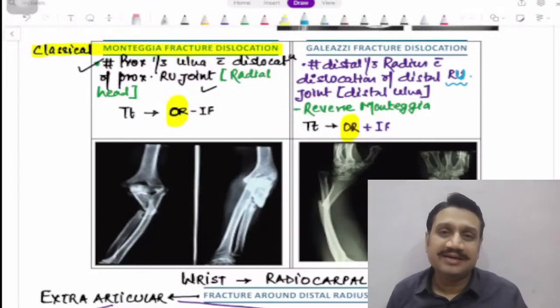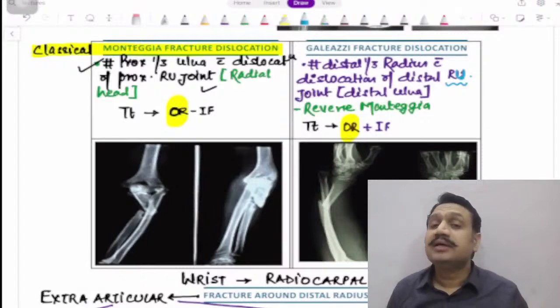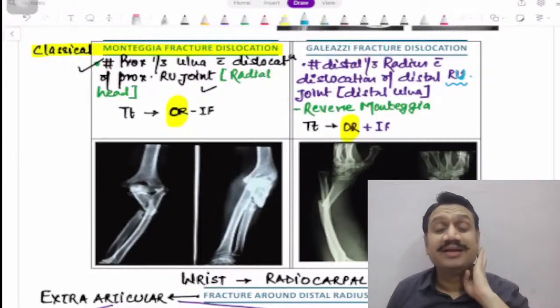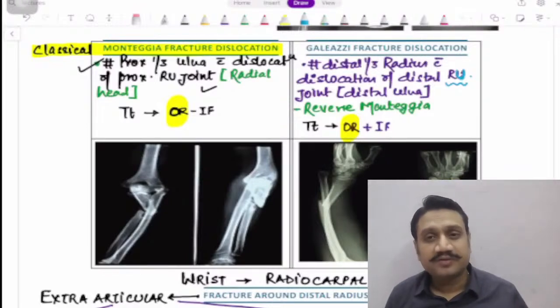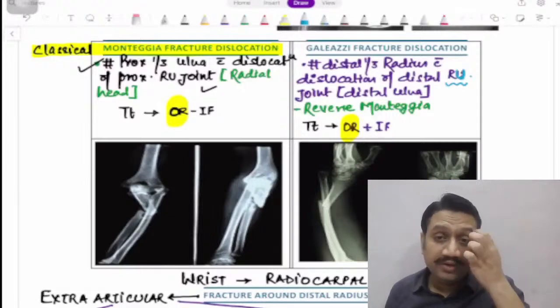Remember that Monteggia is called a classical Monteggia when there is a fracture of the proximal ulna with dislocation of the proximal radius. That is called classical. Both the things have to be there. If it is only fracture of 1/3 of ulna, it can be called a Monteggia variant, right? Then in Galeazzi, it is a fracture of distal 1/3 of the radius with dislocation of the distal radioulnar joint, that is distal ulna. All right, these are two important ones.